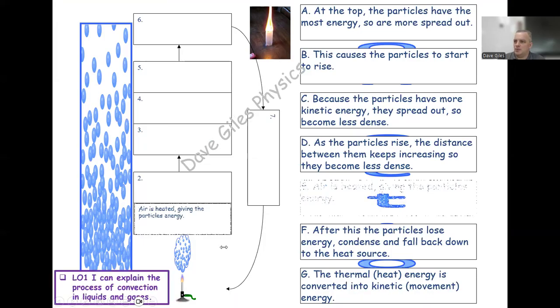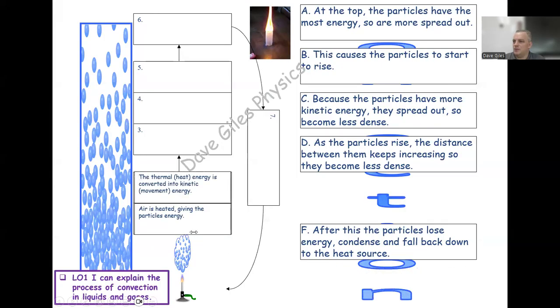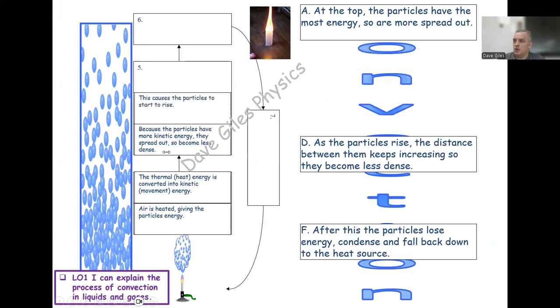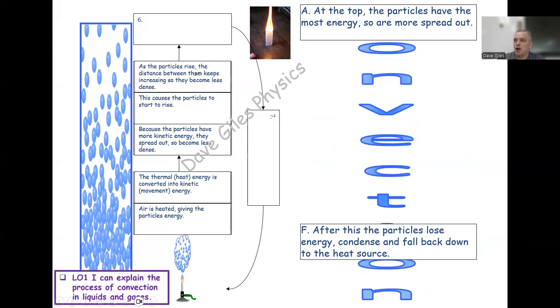So first up, air is heated, giving the particles energy. Heat energy is converted into kinetic energy. Because the particles have more kinetic energy, they spread out, so become less dense. This causes the particles to start to rise. As the particles rise, the distance between them keeps increasing, so they become less dense.